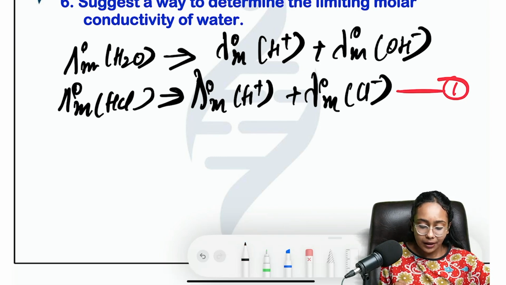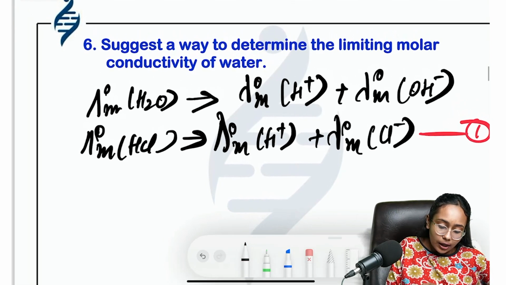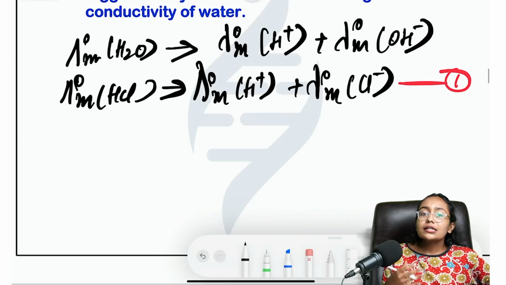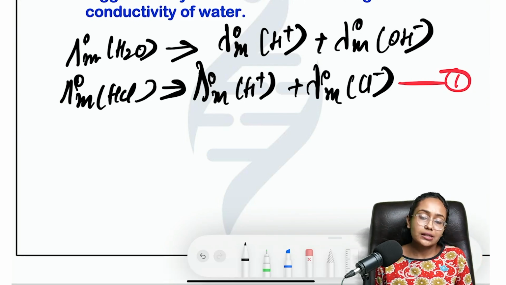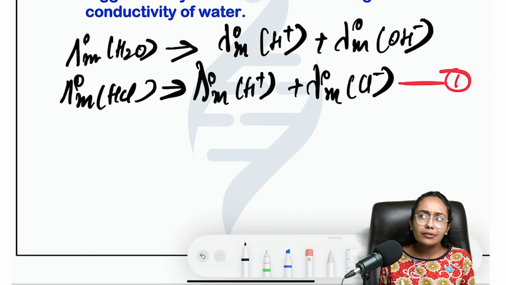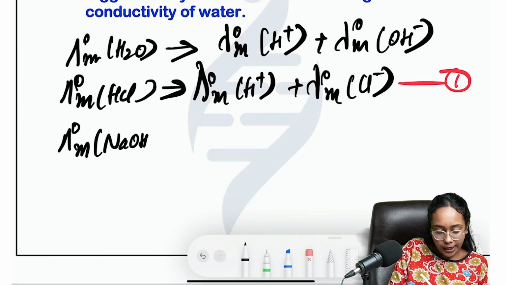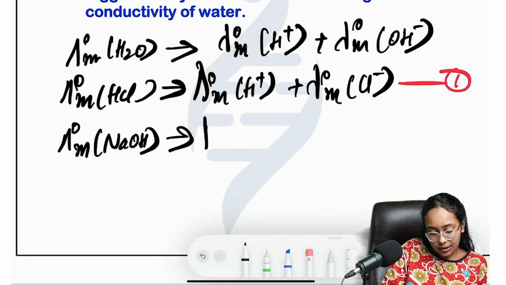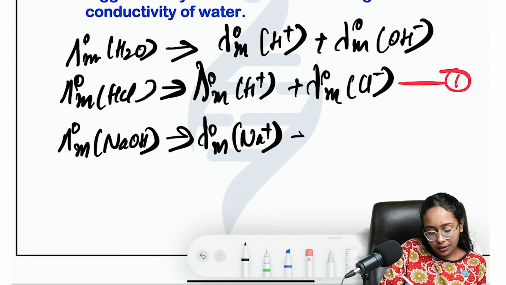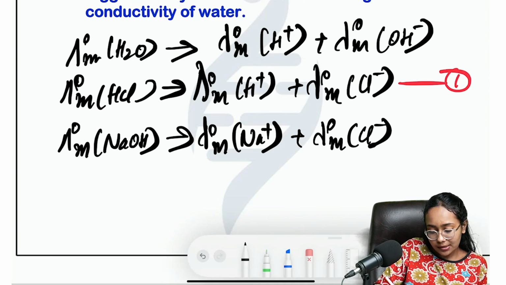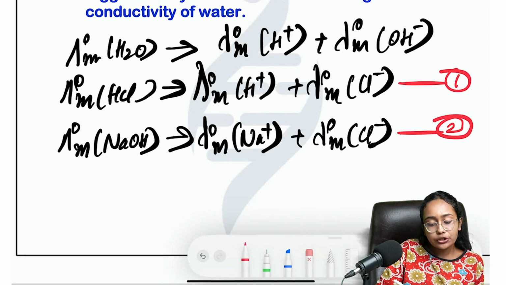All set? Now, I need to provide a substance having OH minus ions in it. For that, I'm taking NaOH. Limiting molar conductivity of NaOH means the limiting molar conductivity of Na plus plus the limiting molar conductivity of OH minus. This is going to be my equation number 2.